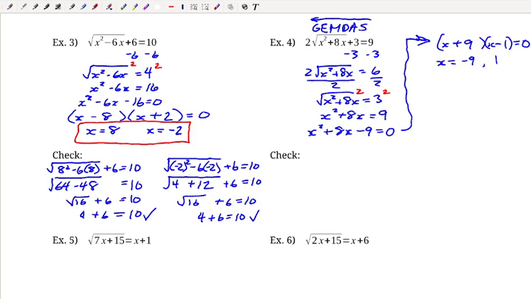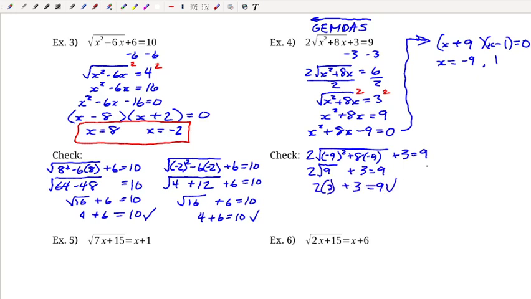Again, let's just double check that these apparent solutions are actually real solutions. So plug that back in. 2 root, I'm going to do minus 9 first, so the minus 9 squared plus 8 times minus 9, plus 3, does that equal 9? Step by step. 81 minus 72 is going to be just 9. I didn't need such a long bar. Root 9 plus 3, does that equal 9? Well, root 9 is 3, so 2 times 3, 6, plus 3, 9. Check, found one solution. Yay, I'm happy.